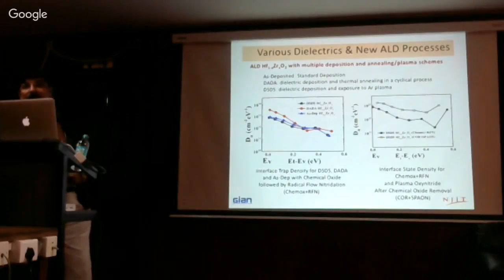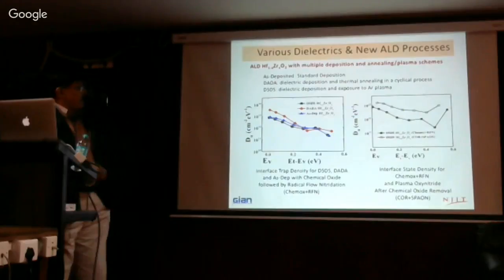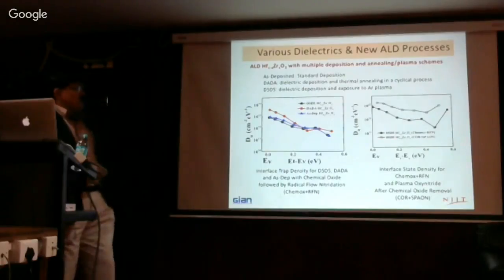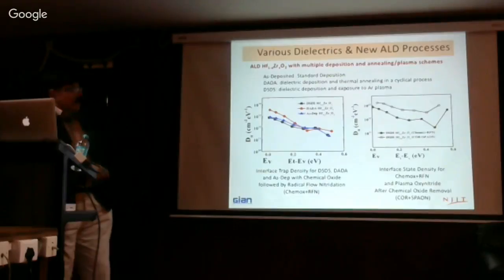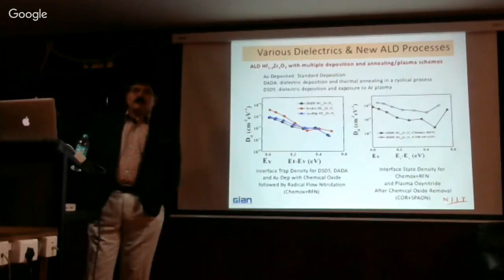If you change the interfacial layer, instead of silicon dioxide, you go for silicon oxynitride. You change this, this RFN is with a chlorine nitridation. Or you can go for SPA, the slot plane antenna plasma, with nitridation. You change the interface, and your DIT, the interface density, will also change.